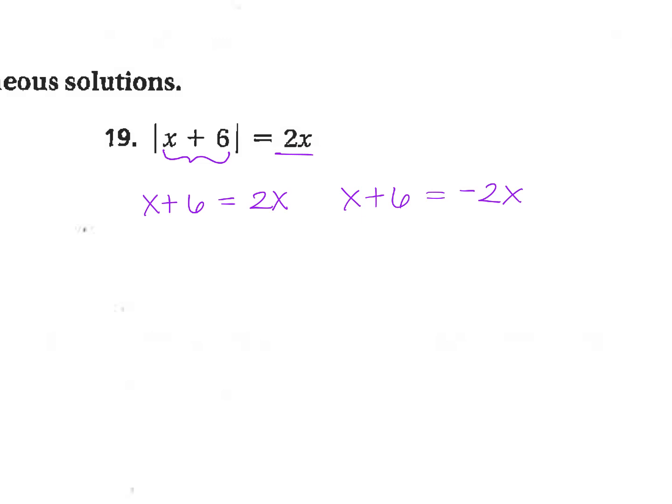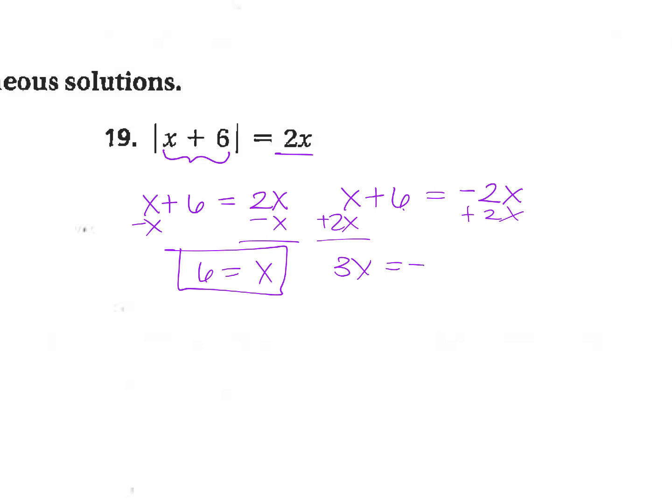So solve them both. If I take away x, I'm left with x equals 6. If I'm just going to add 2x on this one, so 3x equals, and move the 6 over to the other side, so subtract 6. So 3x equals negative 6, divide by 3, and you get x equals negative 2. Okay, so those are your two answers so far. But it says check for extraneous. How do you check for extraneous? You plug them in. So we're going to plug in a 6.